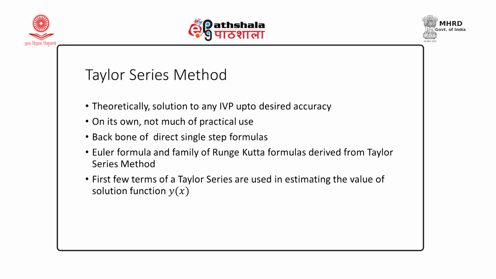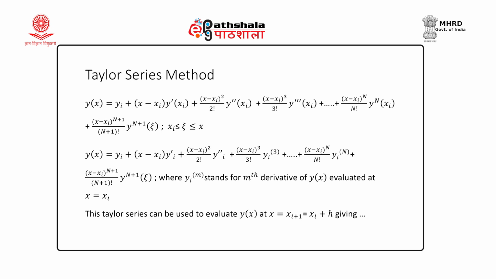So, it is not convenient to implement for computations practically. And based on this, there are other formulas which are derived. The n equal to 1 case gives the Euler formula, and n equal to 2 onwards there is a family of formulas which are called Runge-Kutta formulas.